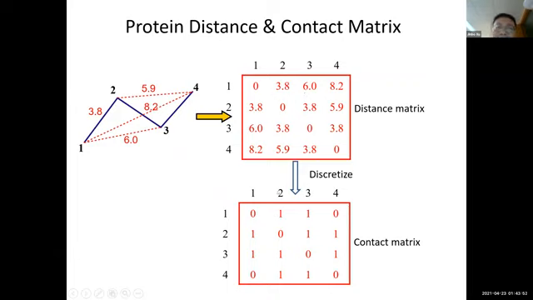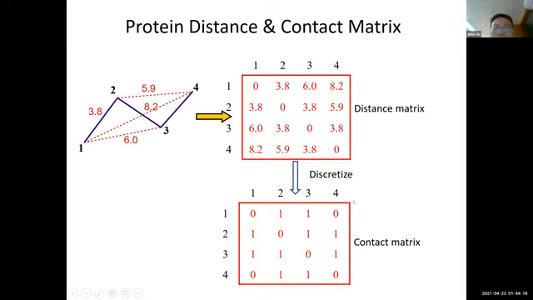We can just discretize into a contact matrix. We use 8 angstrom as a cutoff. If the distance is less than 8 angstrom, then we write down 1. Otherwise, we have 0. So in this contact matrix, the 1 indicates 2 atoms or 2 residues that are close to each other in 3D space. In the contact matrix, the number of 1s is linear with respect to the sequence length, so it's simpler than the distance matrix.